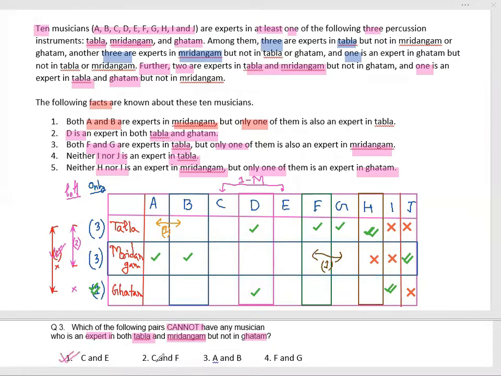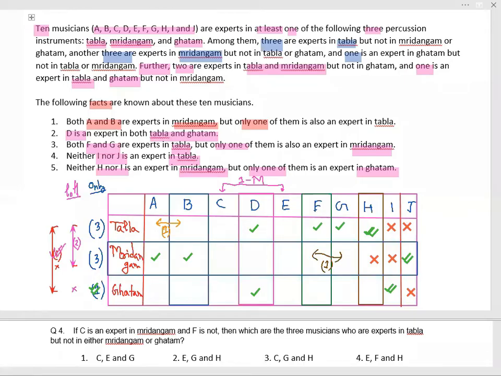Let's check the others. Option 2, C and F. F may be both tabla and mridangam, so for that reason it cannot be. Similarly, third option, A and B. Any one of them is mridangam and tabla, so it cannot be. Fourth, F and G, also any one of them is tabla and mridangam. It cannot be. The answer would be option 1 in this case.